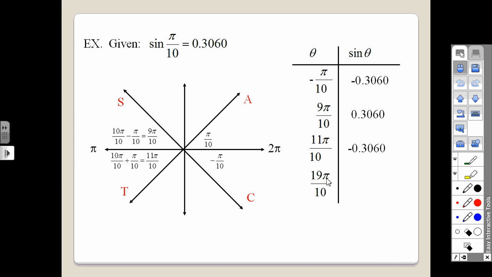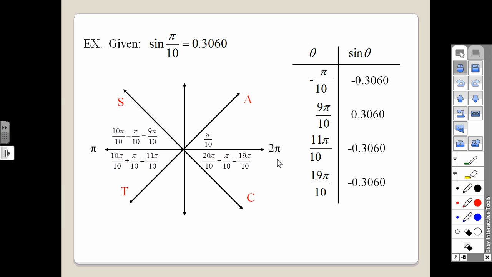The last one, 19 pi over 10. Well, this is just a little bit less than 20 pi over 10. Well, 20 pi over 10 is the same as 2 pi. So it's like 2 pi minus theta, which puts us down here into the fourth quadrant, and sine is negative there as well. So negative 0.306.